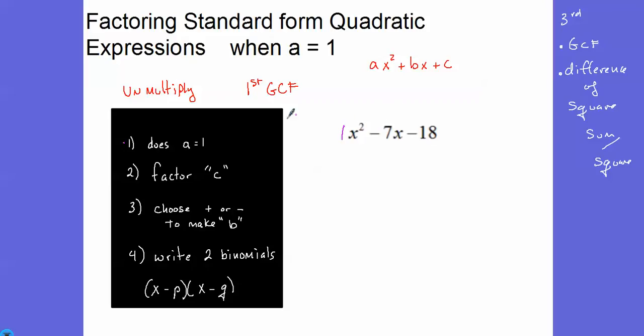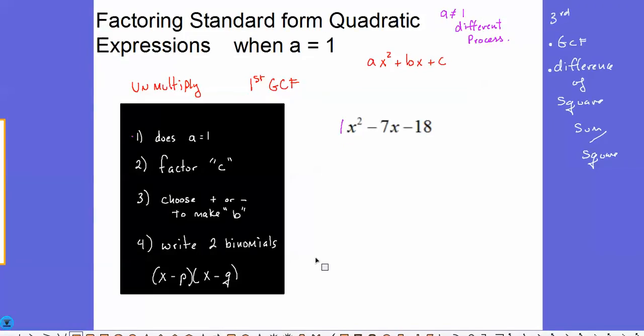Alright, part 1. We already noticed that a is equal to 1. This is important because if it's not, we have a slightly different process when a does not equal 1. So that's taken care of. What we want to do is to factor the value c. So I'm going to find myself a small workspace here. Here's my little workspace right here.